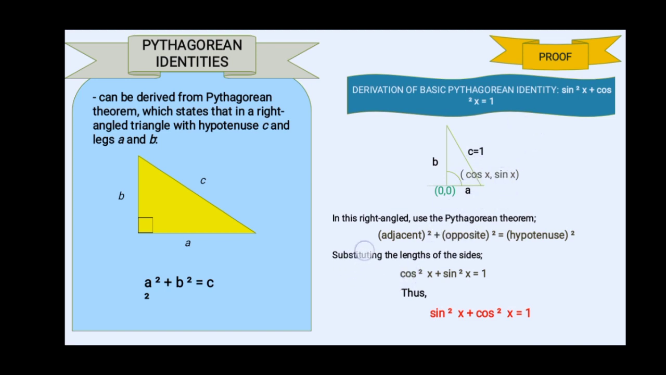As in the right triangle, we use the Pythagorean theorem, a squared plus b squared equals c squared. Since a is the adjacent, it's the x, and b is the opposite, it's the y, we can just substitute the lengths to the sides. The cosine is the x and the sine is the y. Cos squared theta plus sine squared theta is equal to 1. Now we have our basic Pythagorean identity: sine squared theta plus cos squared theta is equal to 1.